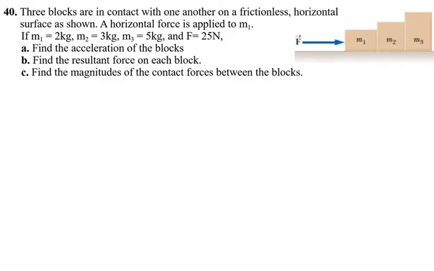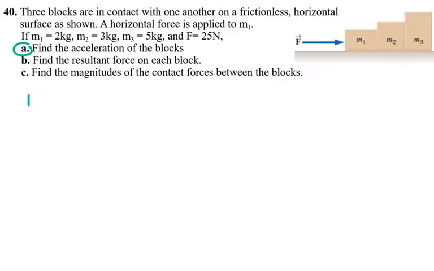So I want to fit this question within our 30-minute lesson today. The problem states that 3 blocks are in contact with one another on a frictionless horizontal surface as shown. A horizontal force is applied to M1, and they give you what the masses are. Find the acceleration of the blocks, find the resultant force on each block, and find the magnitude of the contact forces between the blocks. So the first part, they ask you to find the acceleration of the blocks.